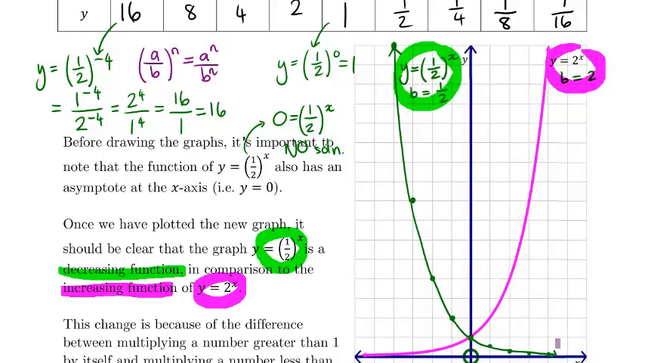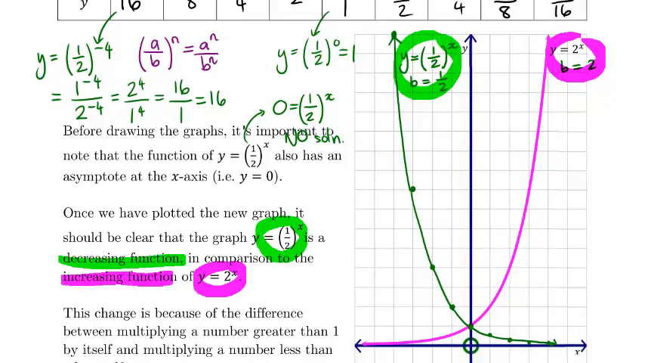Yes, they're both still above the asymptote, which I have very naughtily not drawn in over here. Let me just quickly draw in my asymptote. So yes, they're both above the asymptote. Yes, they're both pointing upwards.